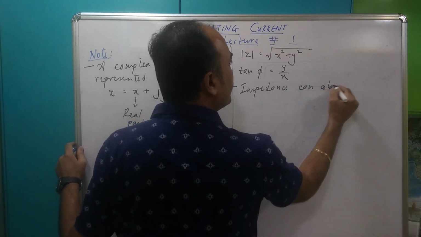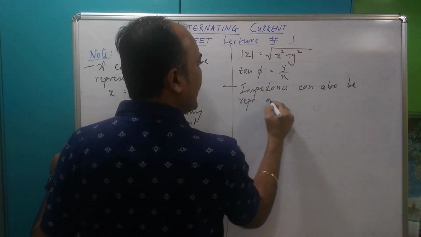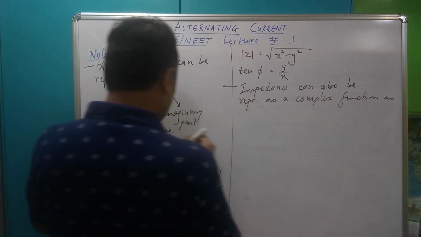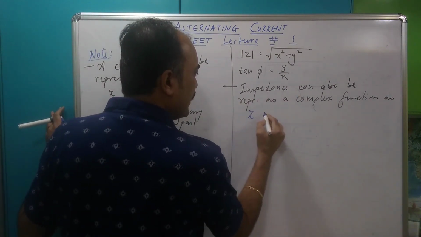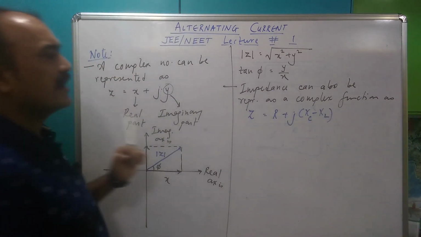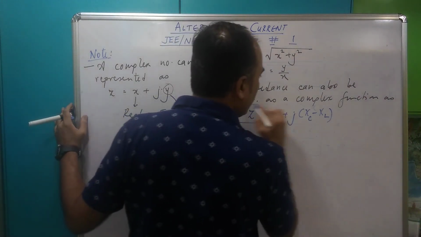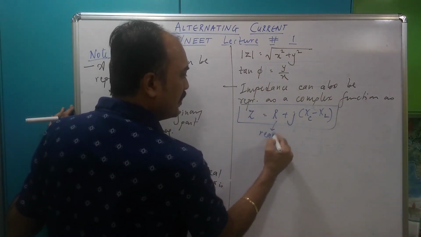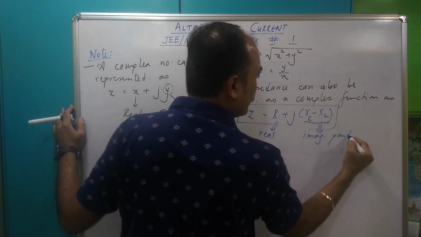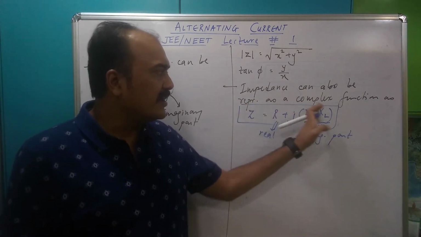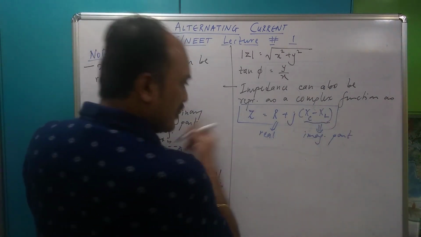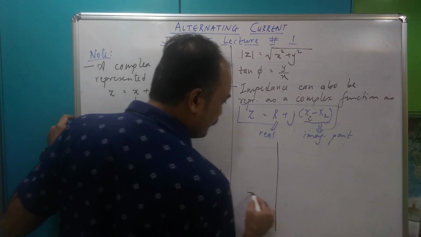It can also be represented, now this was not done in the boards, as a complex function. People understand this very carefully: Z is R plus j(XC minus XL). You can see I have put the real part as R, and XC minus XL is the imaginary part. So capacitive reactance minus inductive reactance, which was X, the net reactance, is the imaginary part, and I'm going to draw this here.